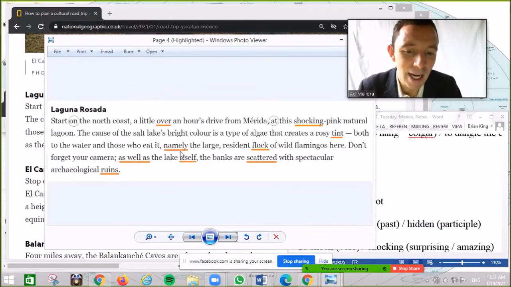Okay. Namely is probably the same in Spanish. So namely, the large. So it's like precisely. Here it's like precisely by name. So who eat it precisely by name, the large resident flock. So one bird, you have one bird, but a group of birds, I think, is the flock. Also the sheep, you have a sheep, and then I think you have a flock of sheep.